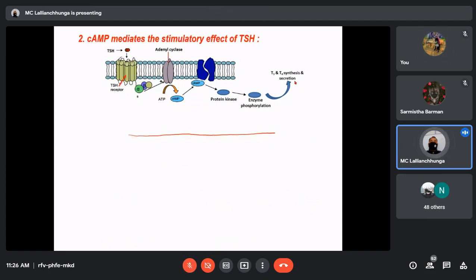Actually, this one was already discussed when we talked about the general mechanism of hormone action. That second messenger system we'll discuss. Here, I just want to highlight how this TSH is working using that mechanism.